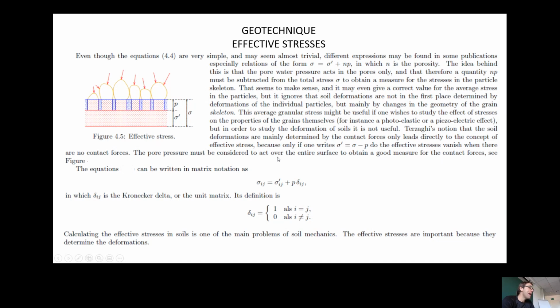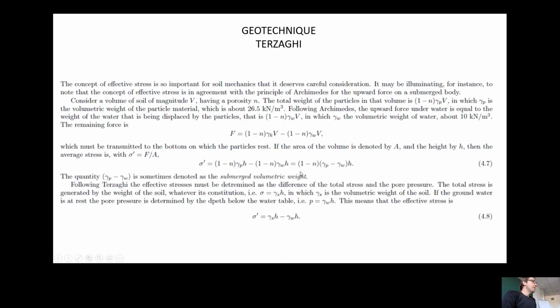equation directly. Again, another important thing is that we can write this expression as we saw yesterday in matrix notation, where delta is the Kronecker delta or the unit matrix, and is 1 if i is equal to j, and 0 if they are different. Calculating the effective stresses in the soil is one of the main problems of soil mechanics, and effective stresses are important because they are responsible for the deformations. So again, what you want to remember is that around this slide, it is fundamental that you remember this relationship. That is the Terzaghi relationship.